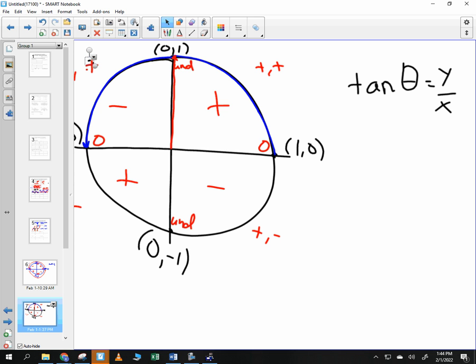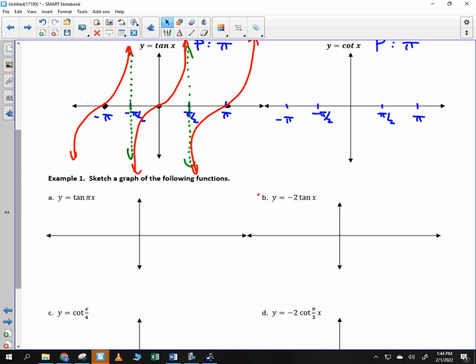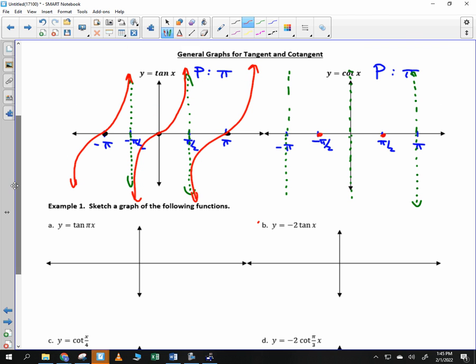So let's mark that. We'll go back to this spot. And at our period values, right here, we're going to put undefined spots, our vertical asymptotes. So instead of putting 0 there, we're putting vertical asymptotes. What do you think happens halfway in between? It's where it crosses the x-axis. And the shape is slightly different from tangent in that it starts up and it finishes down.